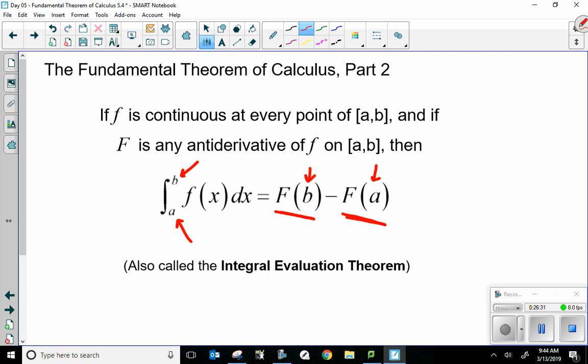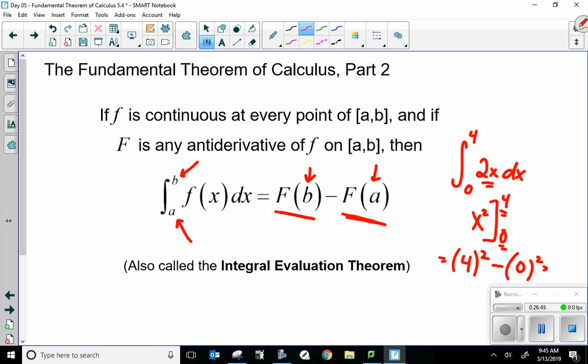Here's a brief example. If I'm going to do the integral from 4 to 0 of 2x dx, well, I integrate this, and I get x squared. I want that from 4 to 0, right? Don't I put the 4 in first, then subtract putting in the 0? And that should give me 16. That's all this is saying. This is notation.